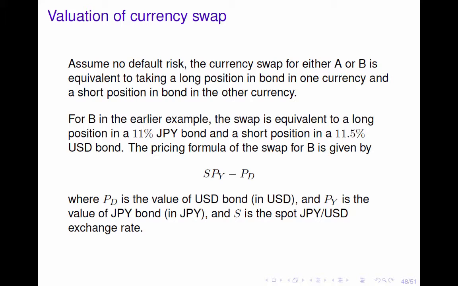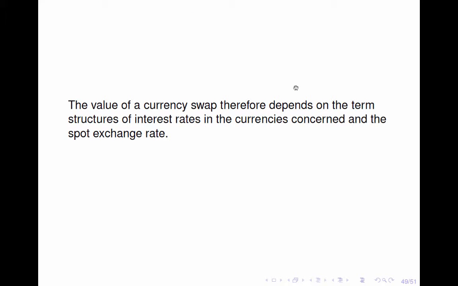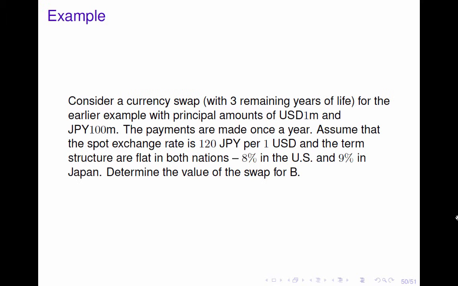The pricing formula of the swap for B is given by S times PY minus PD, where PD is the value of the US dollar bond in US dollars, PY is the value of the Japanese yen bond in Japanese yen, and S is the spot Japanese yen to US dollar exchange rate. The value of a currency swap therefore depends on the term structures of interest rates in the currencies concerned and the spot exchange rate. Let's consider the following example.